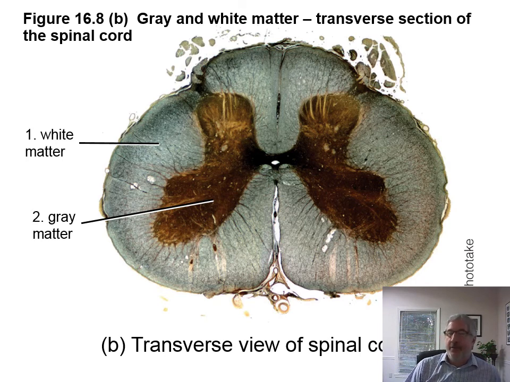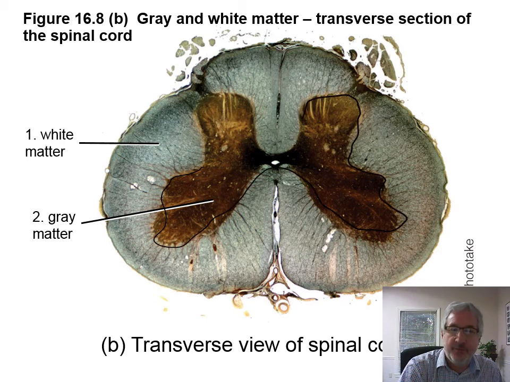Here's a transverse section of the spinal cord, and what we have is reversed. So we have white matter on the outside and gray matter on the interior. So this is all gray matter. This stuff. We're going to learn the parts of this, what all these parts are called. But here's all gray matter. So this is all neuron cell bodies in here.